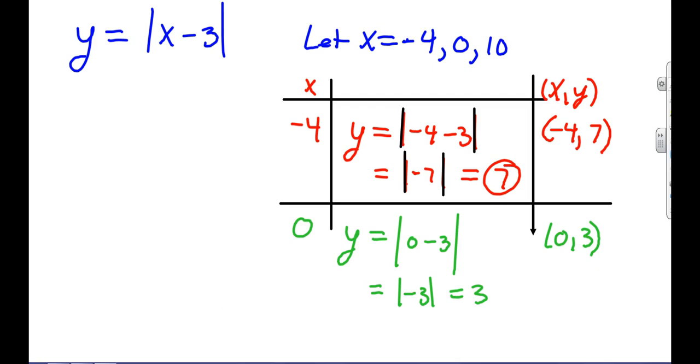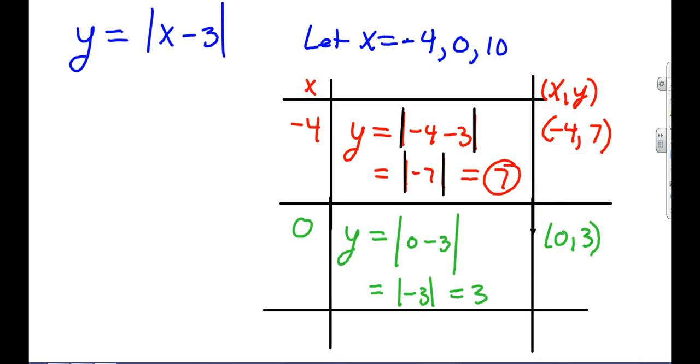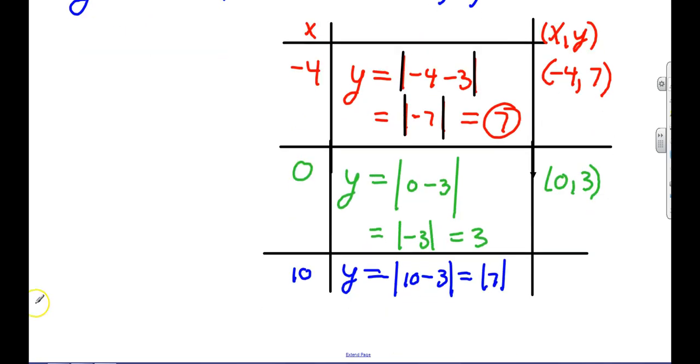Okay, and then the last number we got there is 10. Well, 10 minus 3 is 7. And if the number is already positive, it doesn't do anything because it's already positive, so in that case, the answer would just be 7. So the ordered pair would be 10, 7.